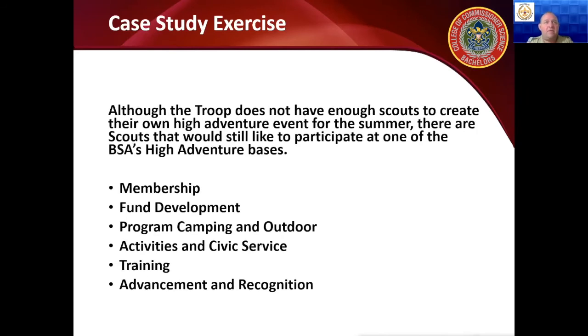Slide 24. Although the troop does not have enough scouts to create their own high adventure event for the summer, there are scouts that would still like to participate at one of the BSA's high adventure bases. Program, camping and outdoor. So there's lots of information there. I think this is usually one of our bigger committees, just because of so much that's going on there.